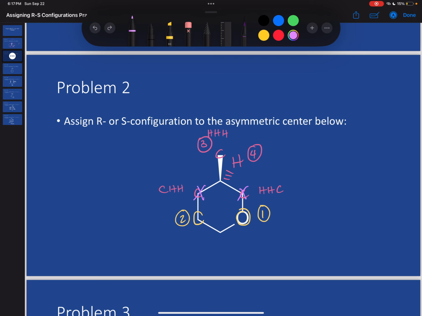All right, so now that I've assigned my priority, I want to make sure my lowest is in the back. It is. I see that hydrogen is on a dash, so now I'm ready to go from 1 to 2 to 3. Just a reminder, 4 just tells me if I'm in the right perspective. It is not involved in clockwise and counterclockwise. So I'm good to go. So I go from 1 to 2 to 3. I am going clockwise, so this one is R.